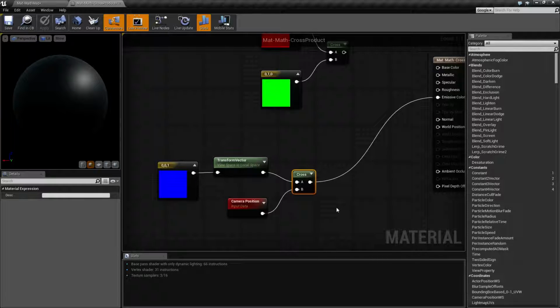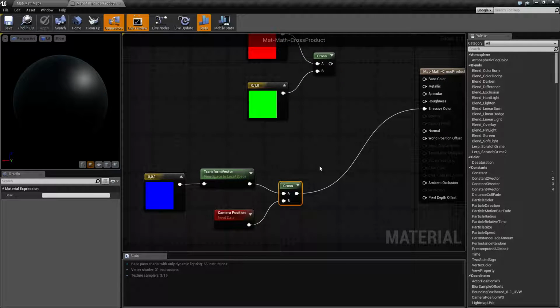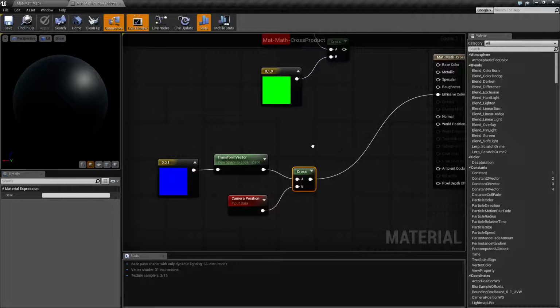Like I said, it's very specific. It has its very specific uses. And if you know you need to use it, there it is. That's how you use it.